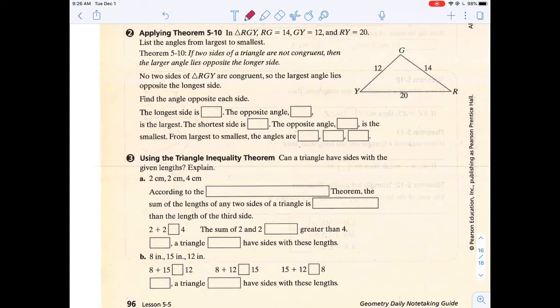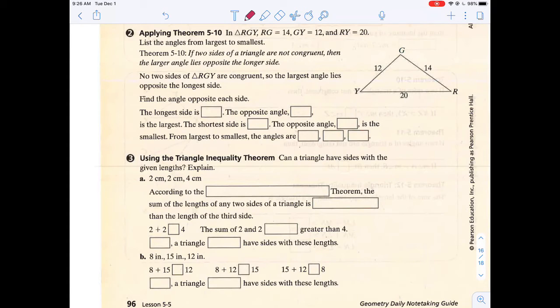Alright, number 2, applying theorem 510. Triangle RGY, RG is 14, GY is 12, RY is 20. Theorem 510 states that if two sides of a triangle are not congruent, then the larger angle lies opposite the longer side. No two sides of RGY are congruent, so the largest angle lies opposite the longest side.